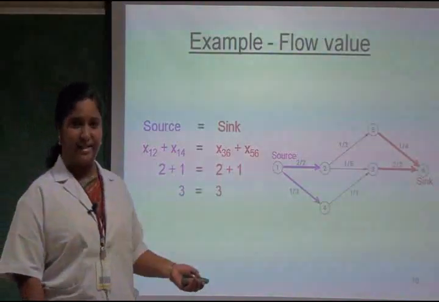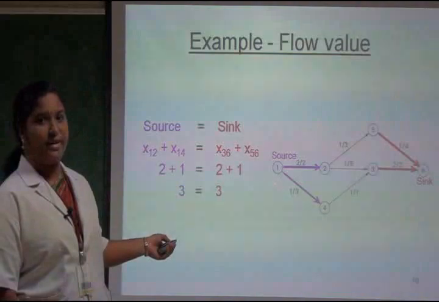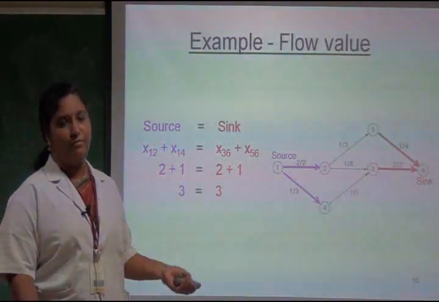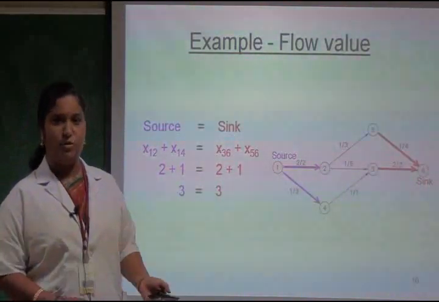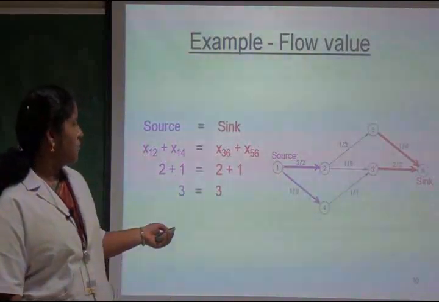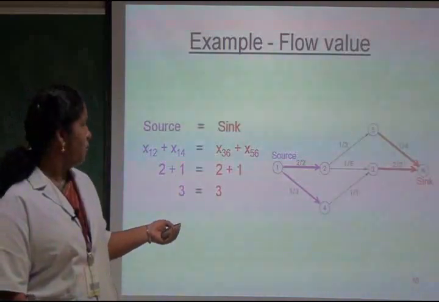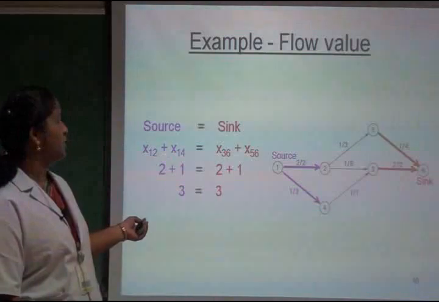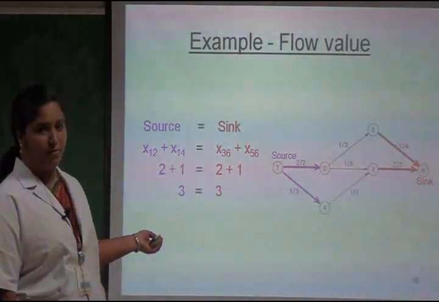Next, this is an example for a flow value. Again consider the same graph. Here the source is vertex 1 and the sink is vertex 6. What is our condition with respect to flow value? The total amount of material coming from the source should be equal to the total amount of material reaching the sink. From the source you have two outgoing edges, with corresponding flow values x12 and x14. Their values are 2 and 1.